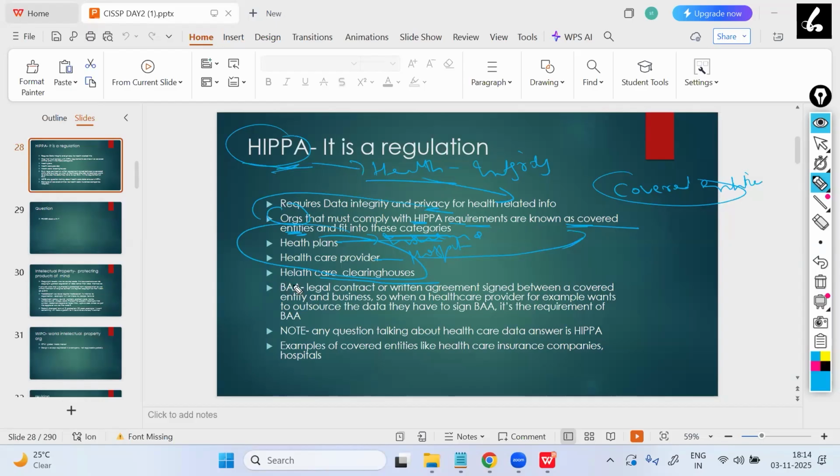Okay. Now we have a term called BAA. BAA is a legal contract or written agreement signed between a covered entity and the business. So when a healthcare provider, for example, wants to outsource the data, they have to sign the BAA. It is a requirement. So one term that was new here is covered entity, the other is BAA, business associate agreement.